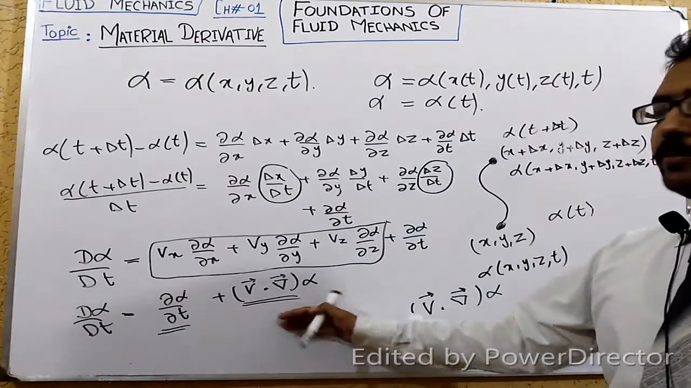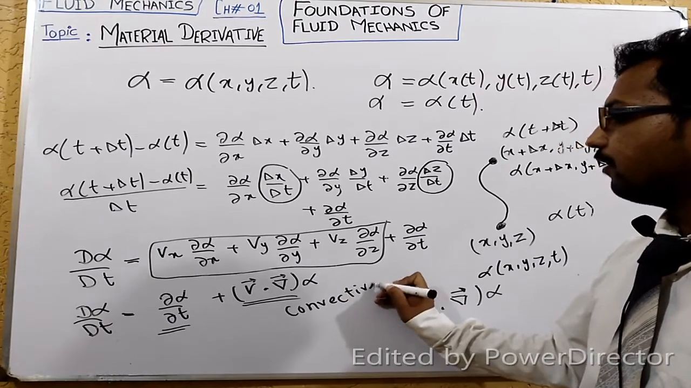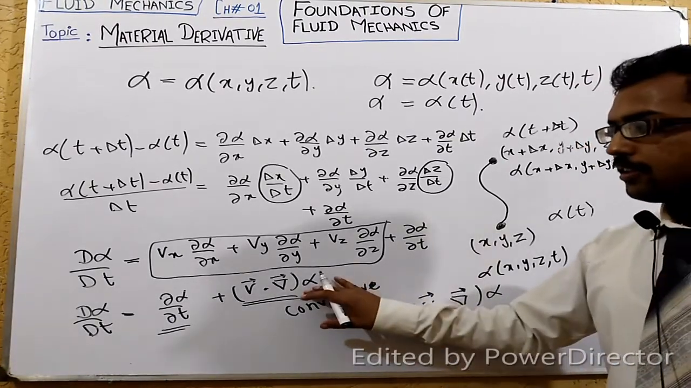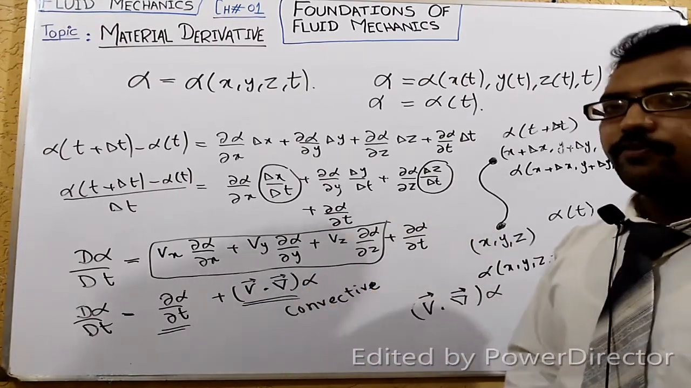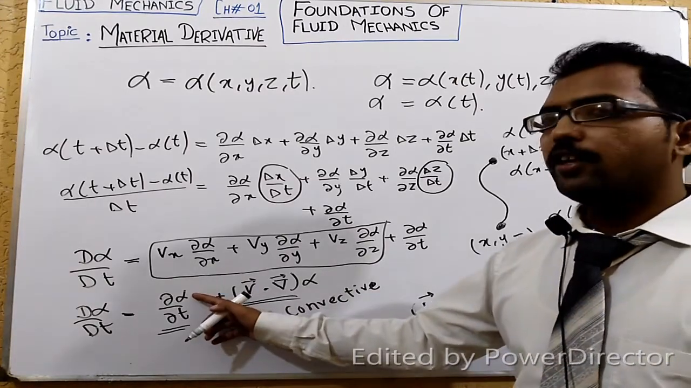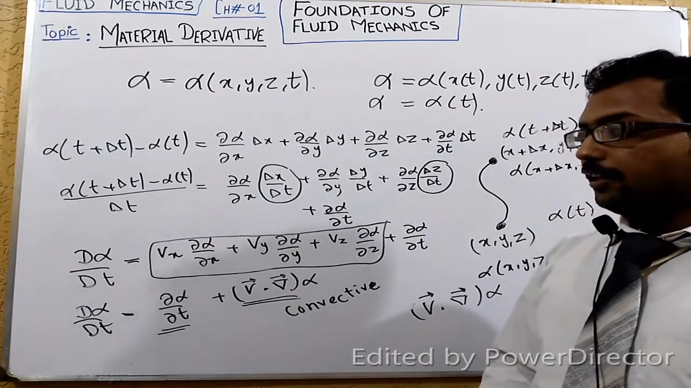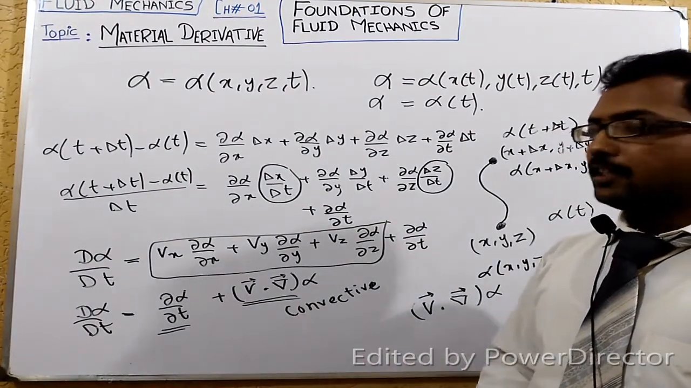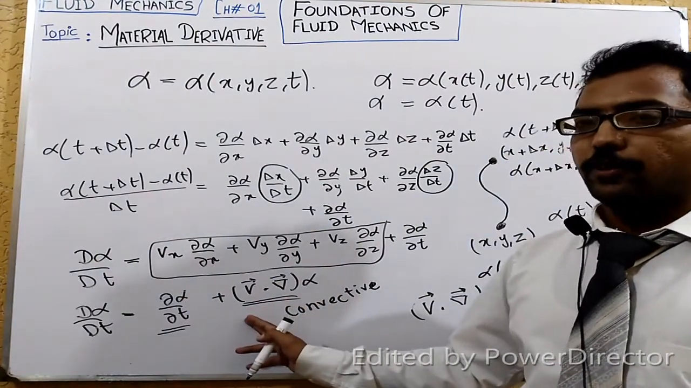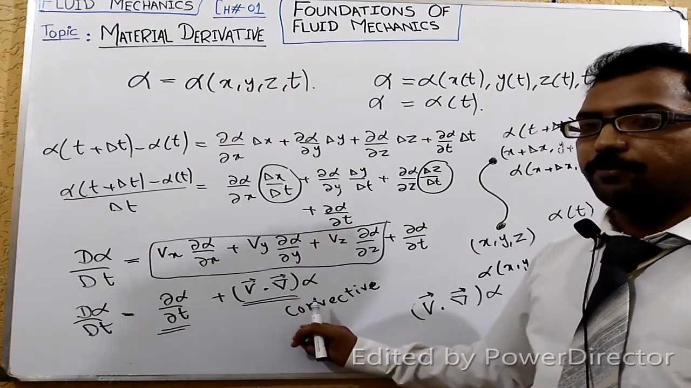The second term is called the convective or advective derivative of alpha, and it expresses the fact that if the flow field is steady, that is, the property alpha does not depend on time t and hence the local derivative vanishes, then there is still a change in the value of alpha due to the motion of the fluid. Let me explain these two terms with the help of examples.